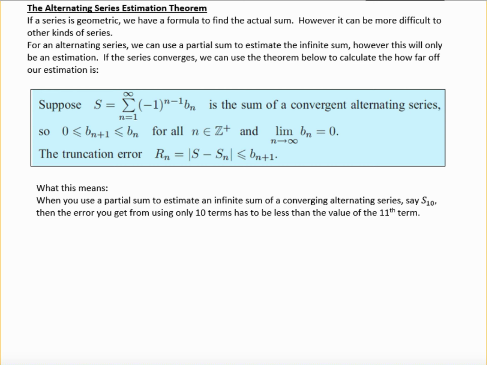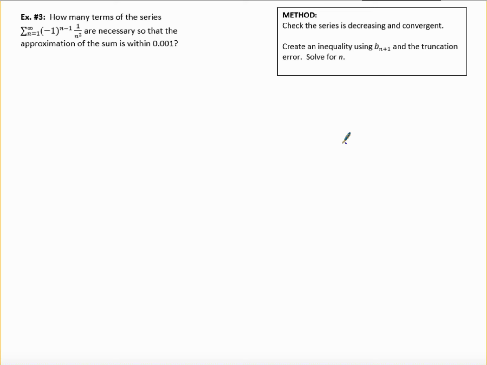So let's take a series that we've seen before, this guy. And I want to know how many terms of this series are necessary so that the approximation that we get of the sum is within 1/1000th. Okay, so that's a pretty accurate summation. How many terms? Do you have a guess? Like how many terms would you have to add, would you think, until we have a sum that is accurate within 3 decimal places? Do you have a guess? Well, let's see if you're right.